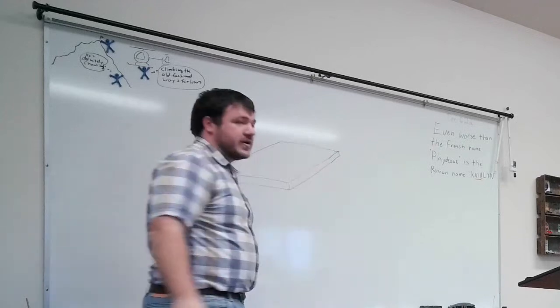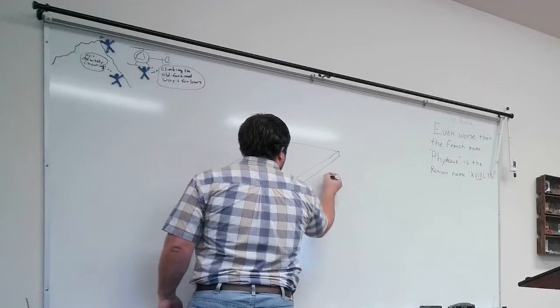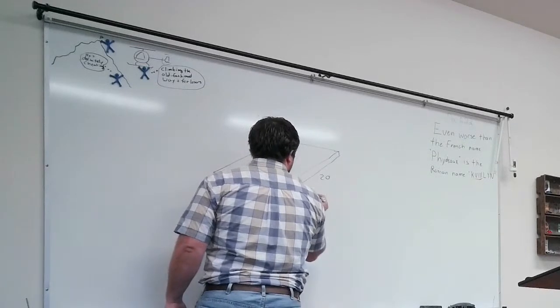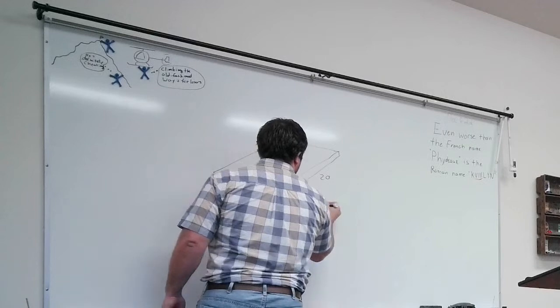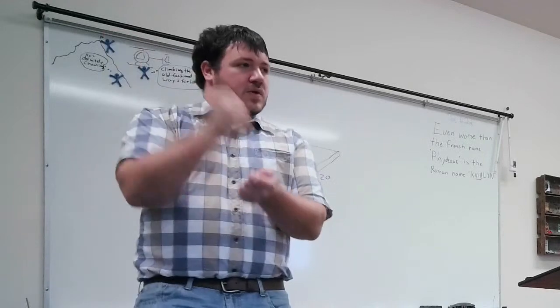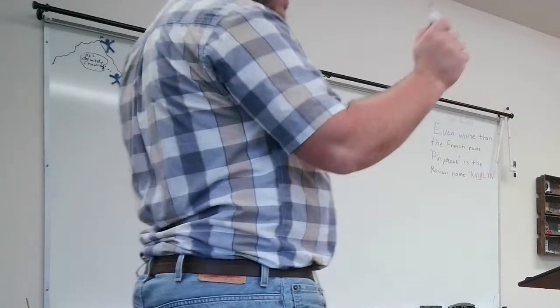All right, so we have a path. It's 10 feet by 20 feet, and I'm going to pour it 4 inches thick. We want to know how many yards of concrete we need for that. What are our steps? What are we going to do?